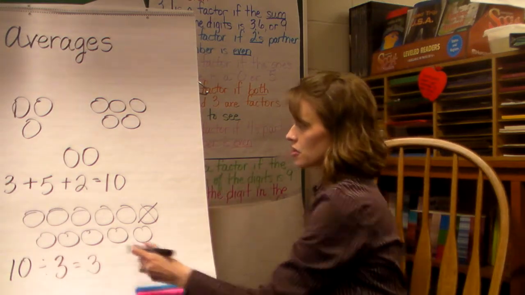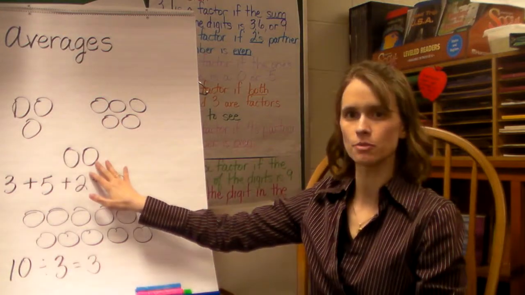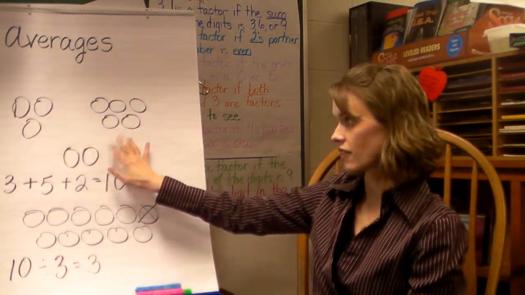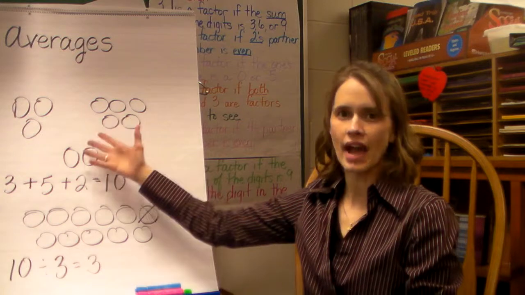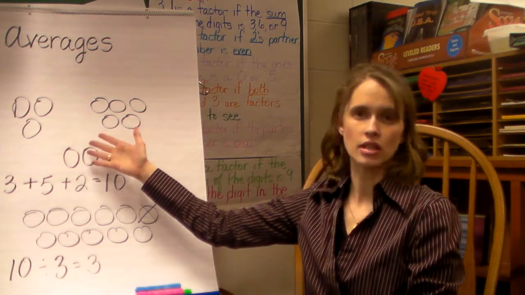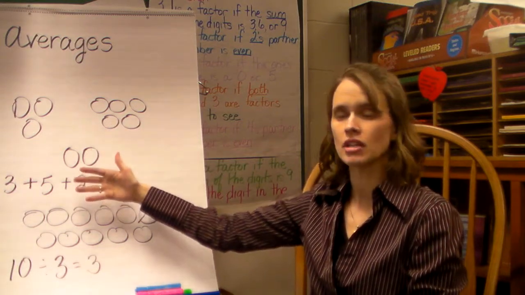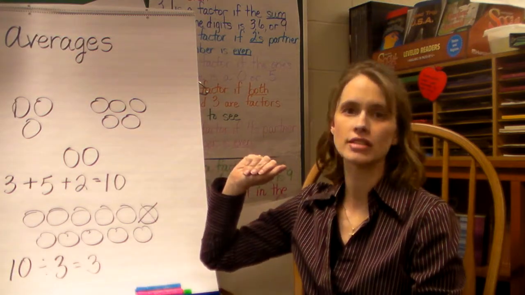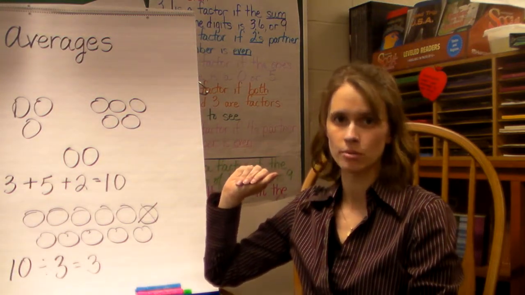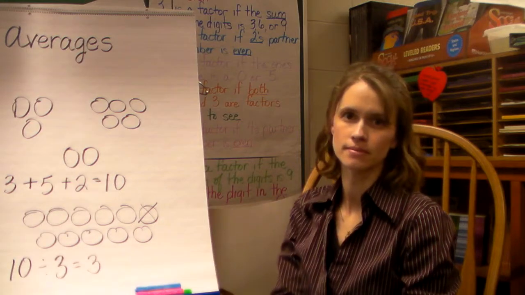So, the answer to the question of, I have 3 groups, one has 3, one has 5, one has 2, what's the average number of circles in each group? Another way I put it to the kids was, if I want to make sure all these groups are equal, how many will be in each group? The answer is 3. Okay?